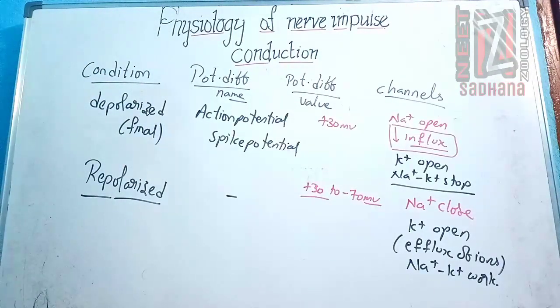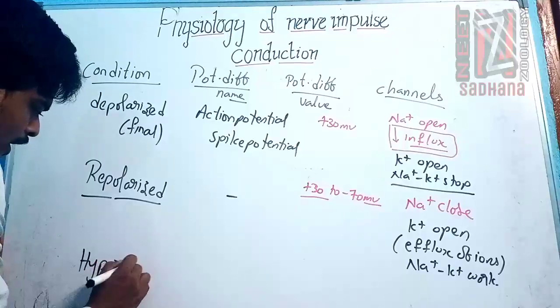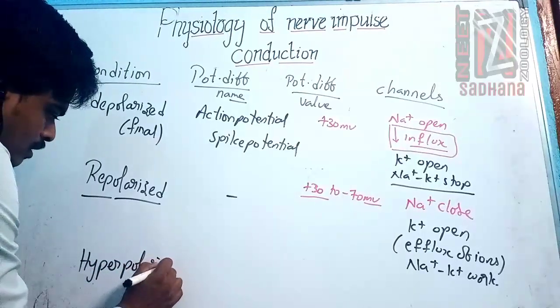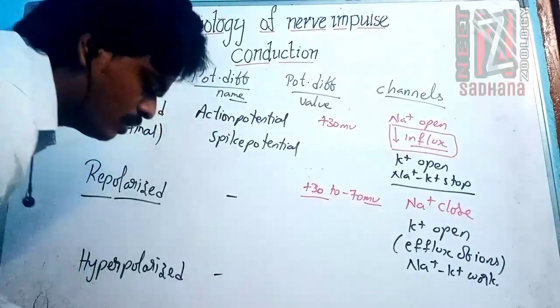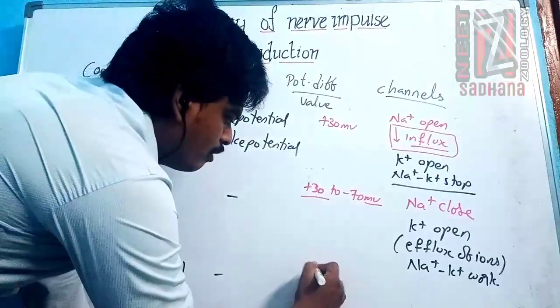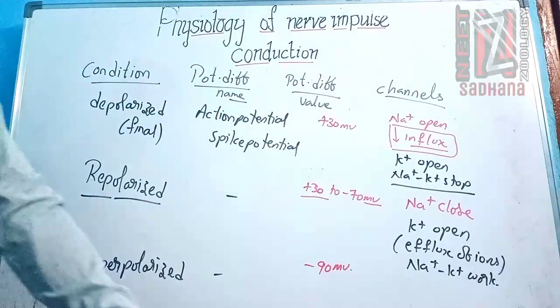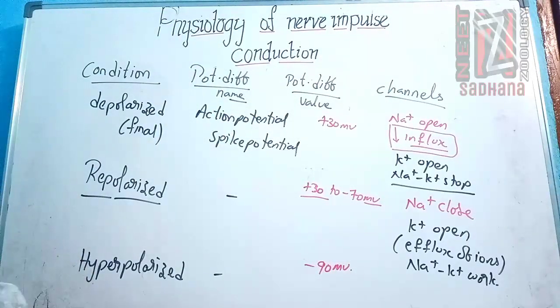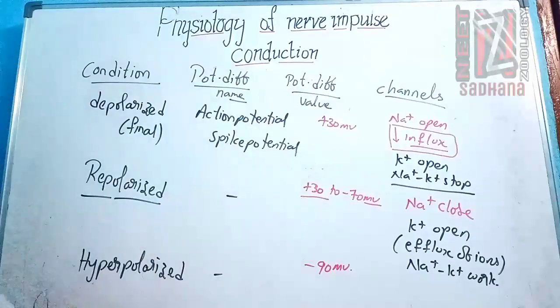So now we have the last one, which is called the hyperpolarized state, or hyperpolarization state. There is no name for this one also, but we have a value of minus 90 millivolts. The value is how much? Minus 90 millivolts. Now in this condition what happens is, potassium ions would have gone out more than required.